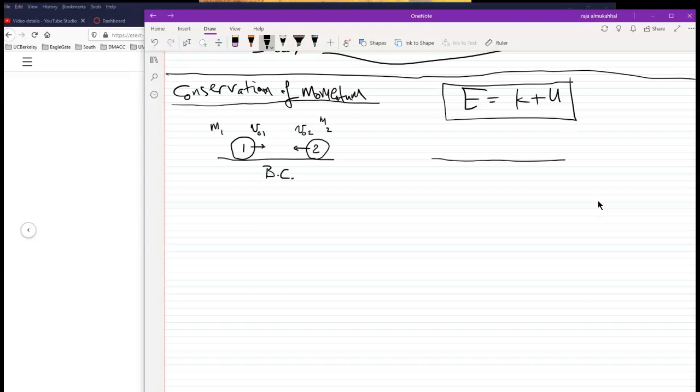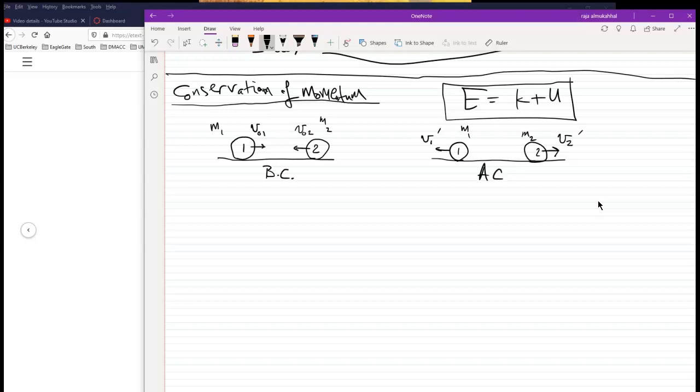Okay, before collision. After collision, they collide and then they rebound. So let's assume ball 2 is moving in this direction, v2 prime, and ball 1 is v1 prime. Of course nothing has changed about their masses. Let's say they're billiard balls or something. All right, fine. That's AC.